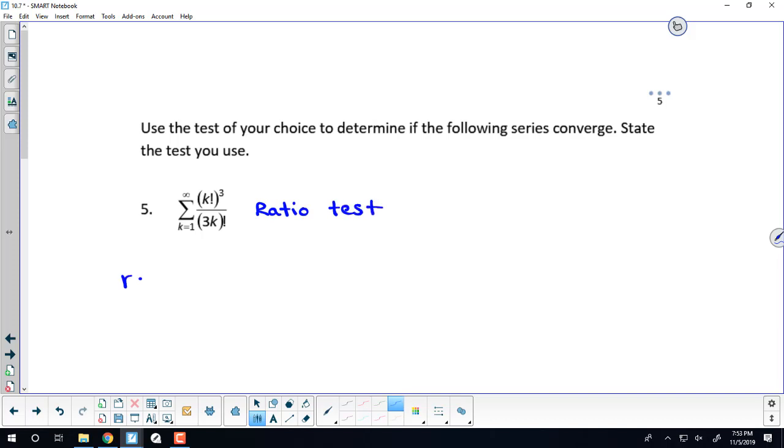Again, the terms are positive, so we can forego the absolute value here. And maybe we'll write out our terms. A sub k. Notice this is k factorial quantity cubed, and this is 3k quantity factorial. It's not 3 times k factorial.